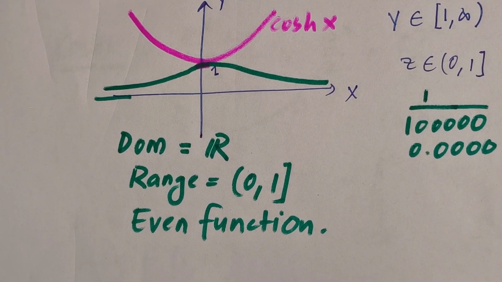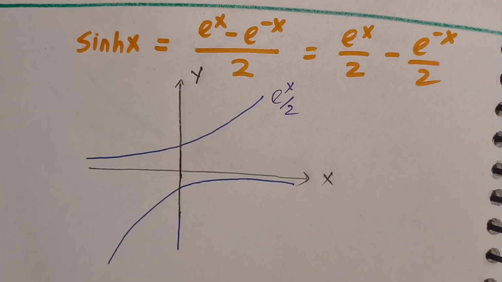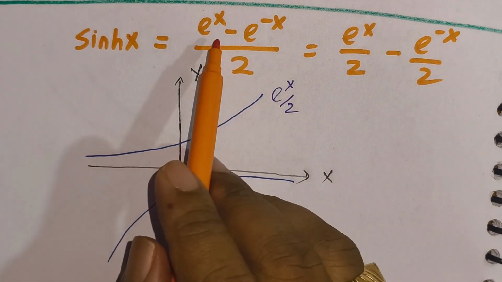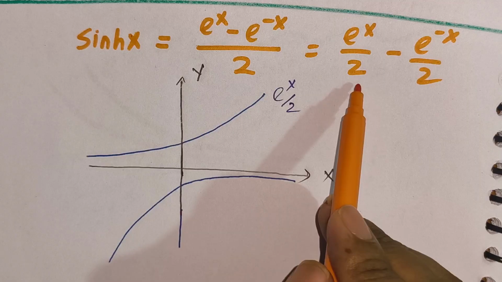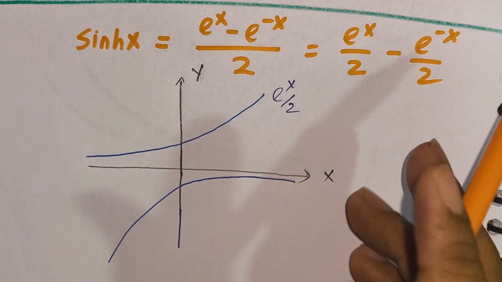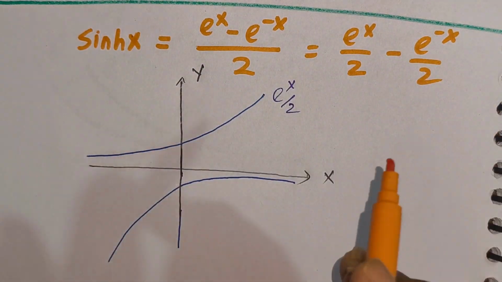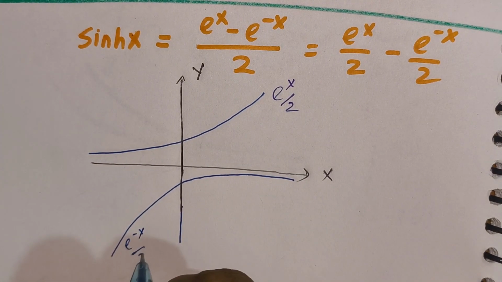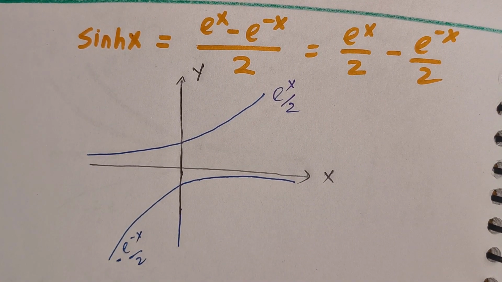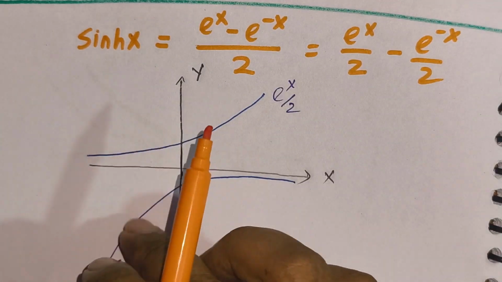Next, we will proceed to hyperbolic sine. We have hyperbolic sine by definition e to the power x minus e to the power minus x, divided by 2, which can be written as e to the power x by 2 minus e to the power minus x by 2, and this is our Cartesian plane. We already know e to the power x by 2, and this is e to the power minus x by 2, minus e to the power minus x by 2.